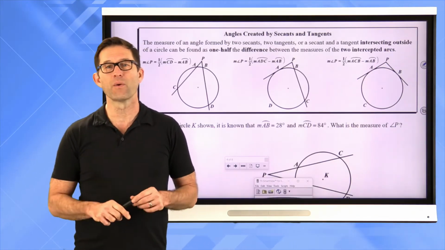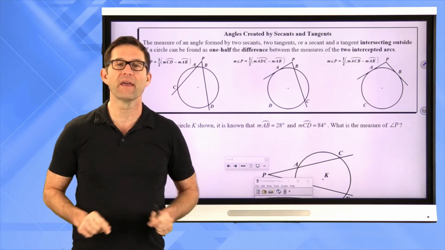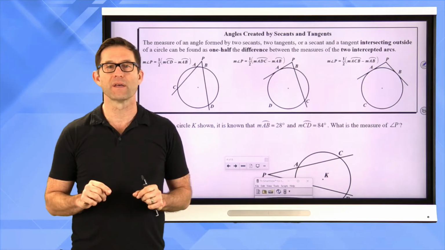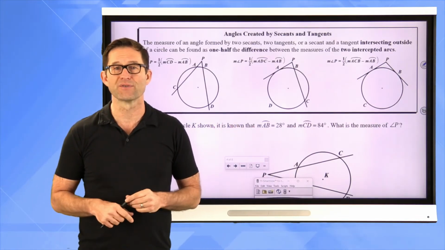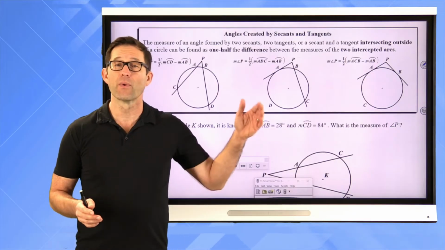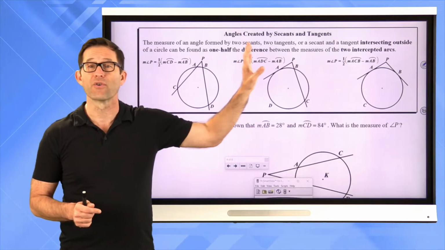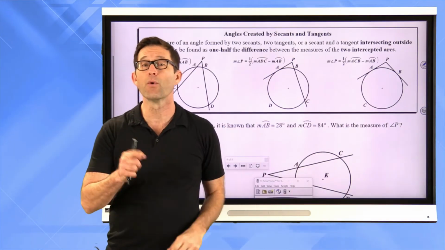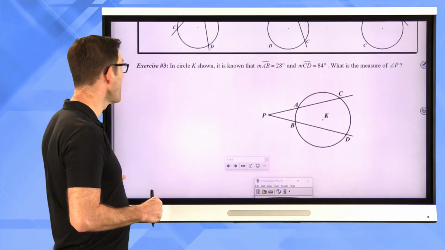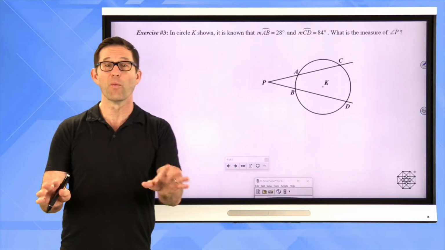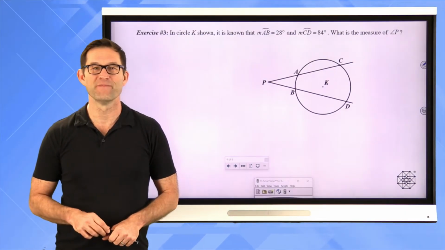Not all that different than what we had when we had chords intersecting inside of a circle, but in that case we added the two arcs that were intercepted and divided by 2. Here we're going to subtract the two arcs intercepted and divide by 2. The rest of the problems that we're going to do in this set of problems, in this lesson, are direct applications of these theorems. And again, we'll prove these theorems in the next lesson. So I know you're excited about that, so I just want to keep telling you, don't be worried, it's going to happen. Let's take a look at exercise number 3.